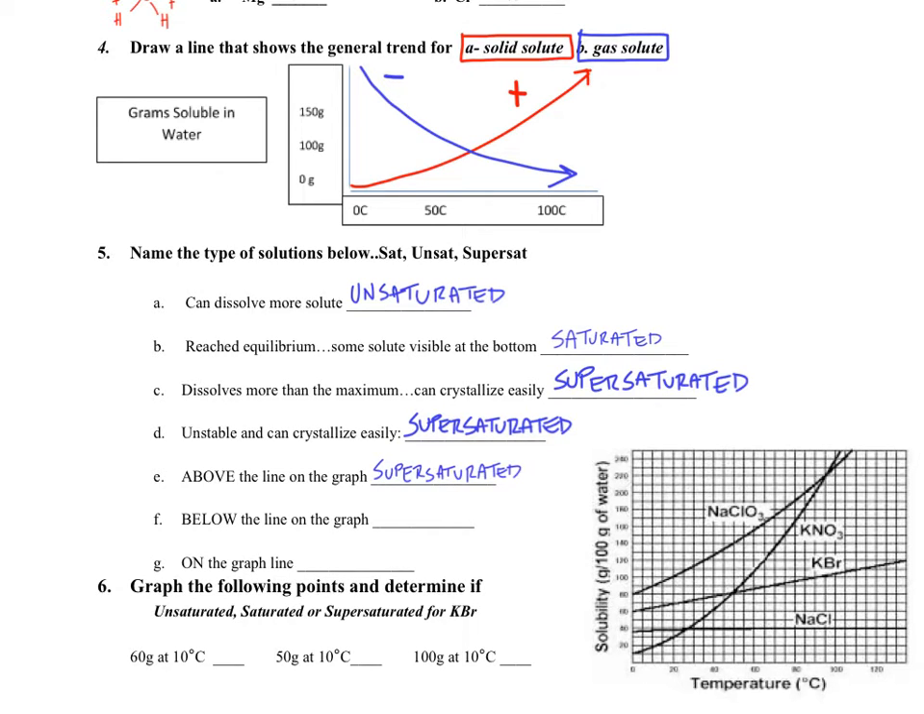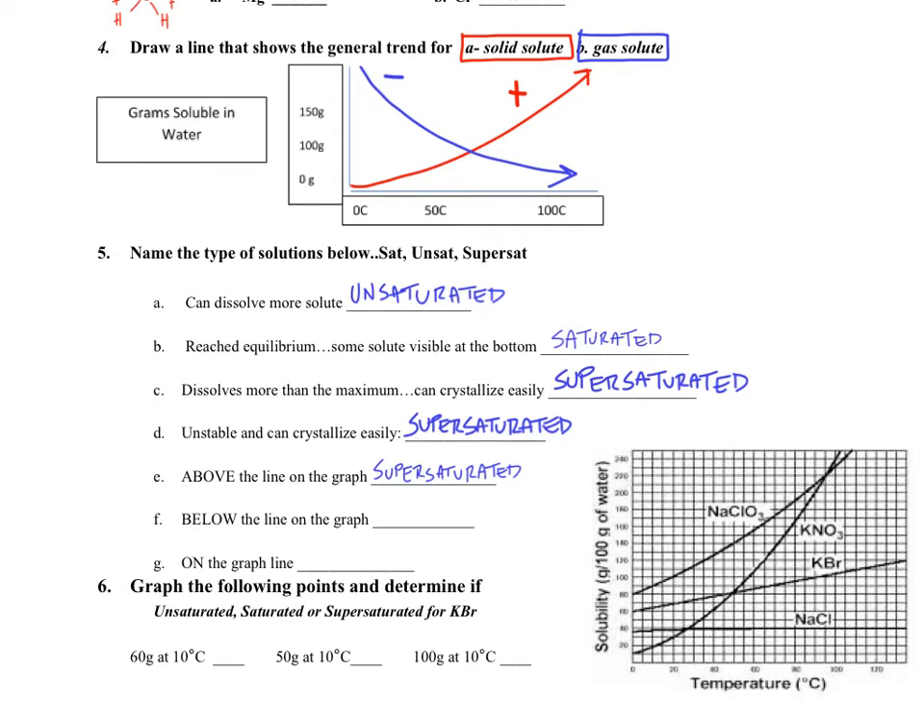So anything that appears above the line, so let's say this is my line right here, any point value that is located above this line in this shaded region is going to be considered supersaturated, meaning it's dissolved more than it can actually handle.